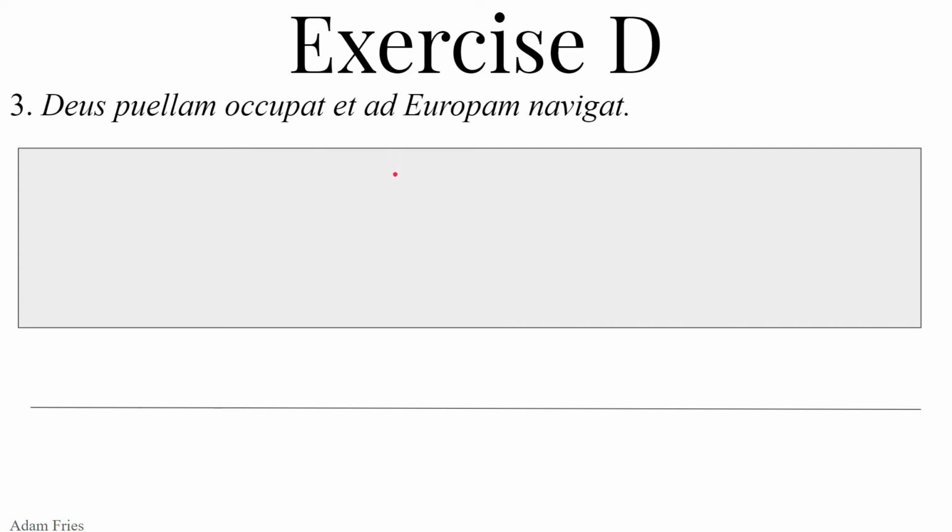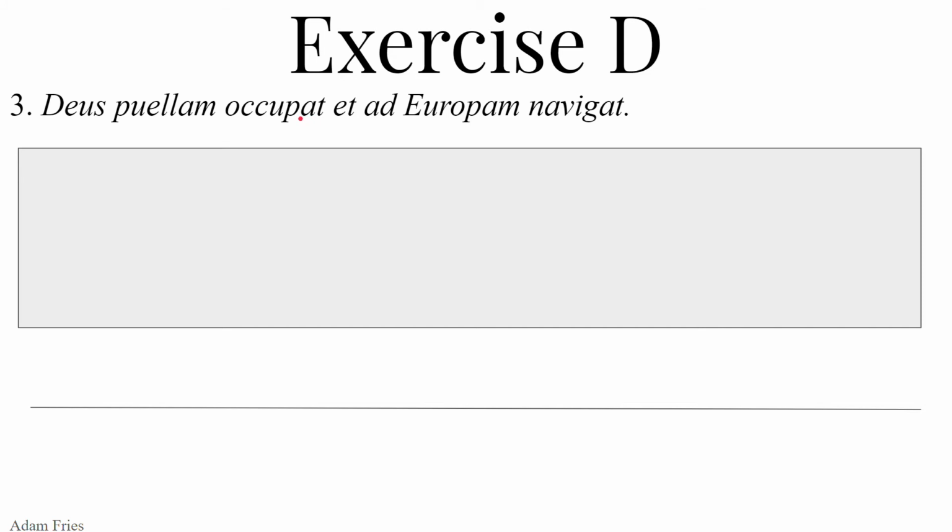All right, sentence 3. Moving right along. Deus puellam occupat et ad Europam navigat. All right, the Deus, nominative singular subject of Deus, e, masculine, God. It's a second declension. Puellam, from puella, I, feminine, girl. That is the accusative direct object of a transitive verb like occupat. From occupo, occupare, occupavi, occupatus, third person singular present.